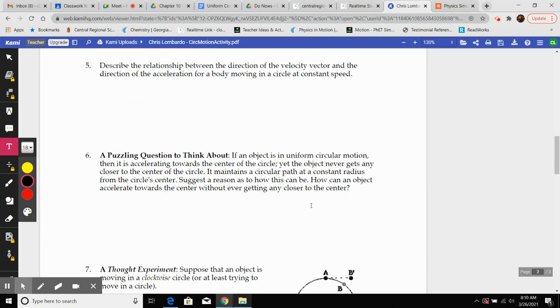Now, a puzzling question to think about: if an object is in uniform circular motion, then it is accelerating towards the center of the circle, yet the object never gets any closer to the center of the circle. It maintains a circular path at a constant radius from the circle's center. Suggest a reason as to how this can be. How can an object accelerate towards the center without ever getting closer to the center? Something in the way of it. Okay.